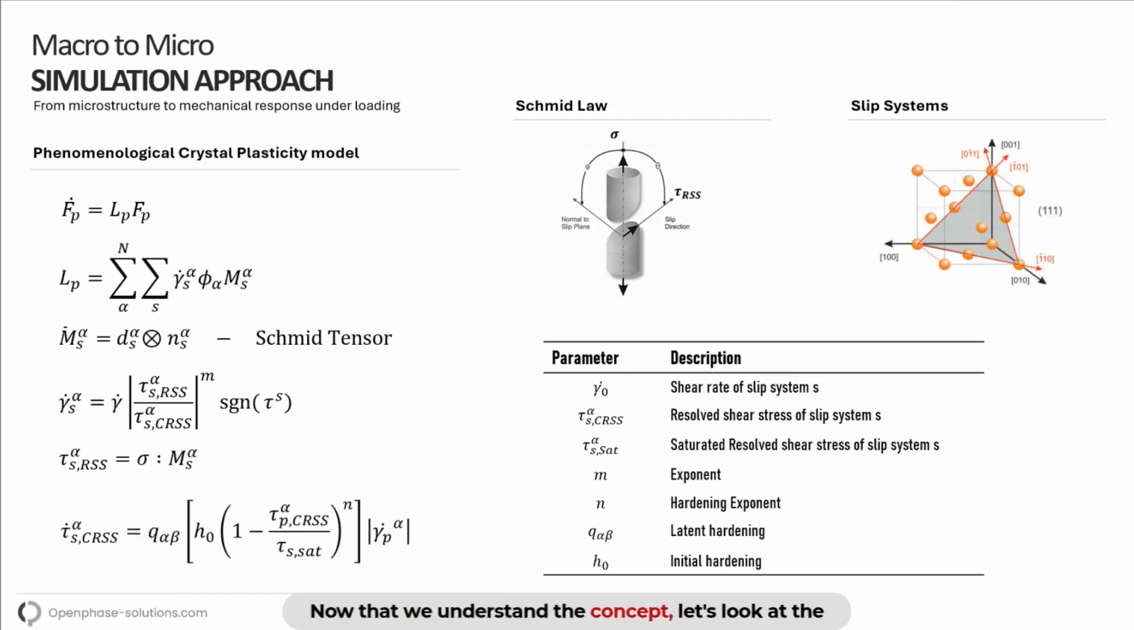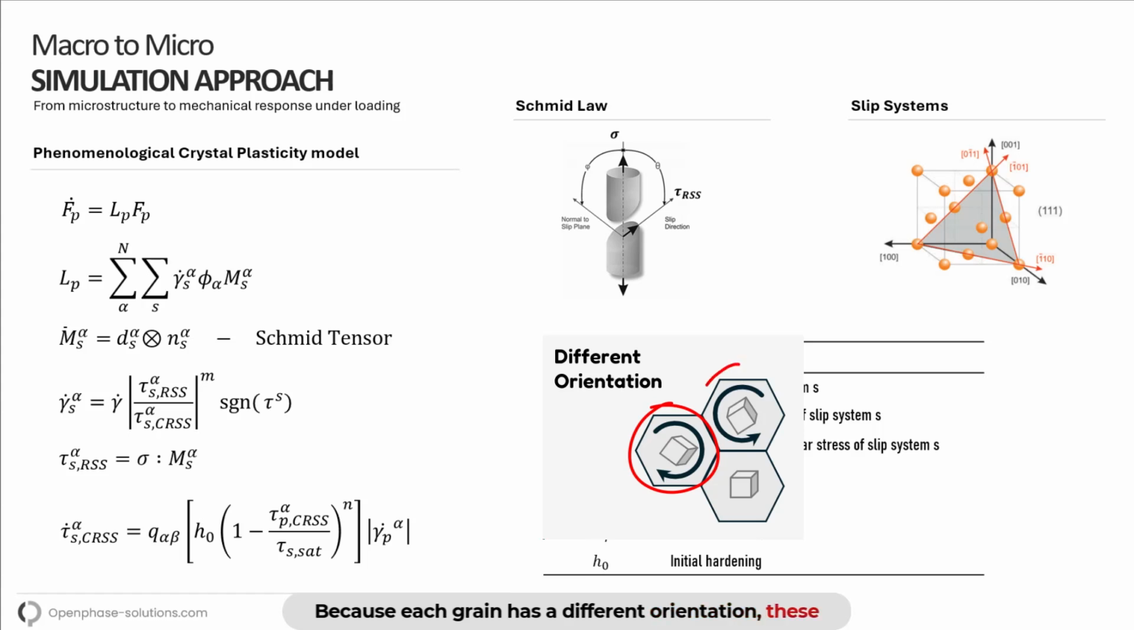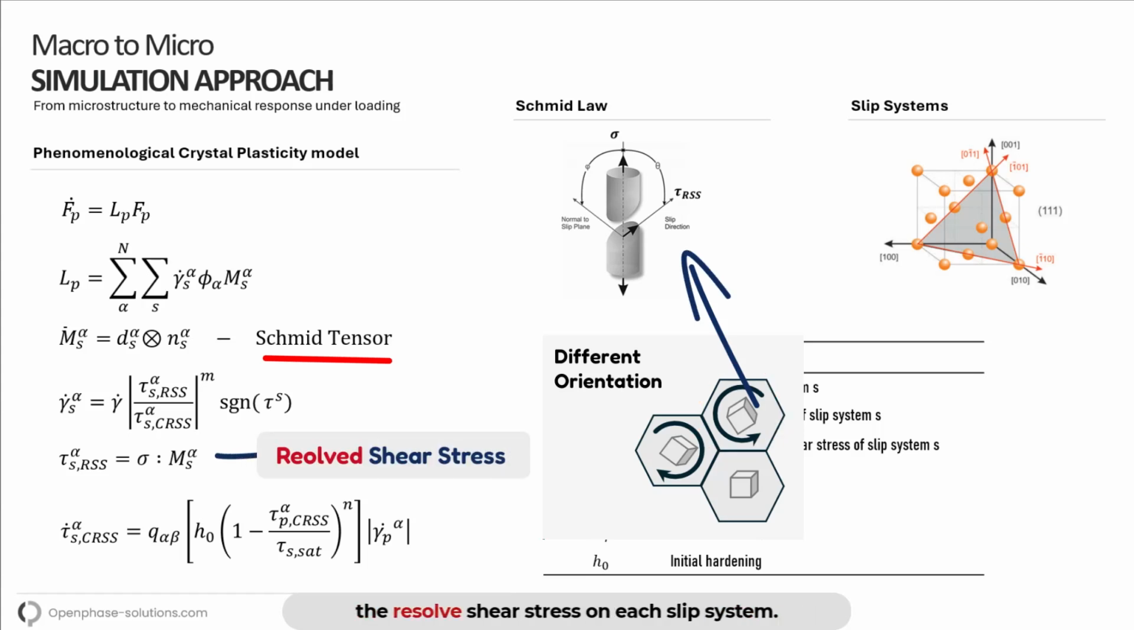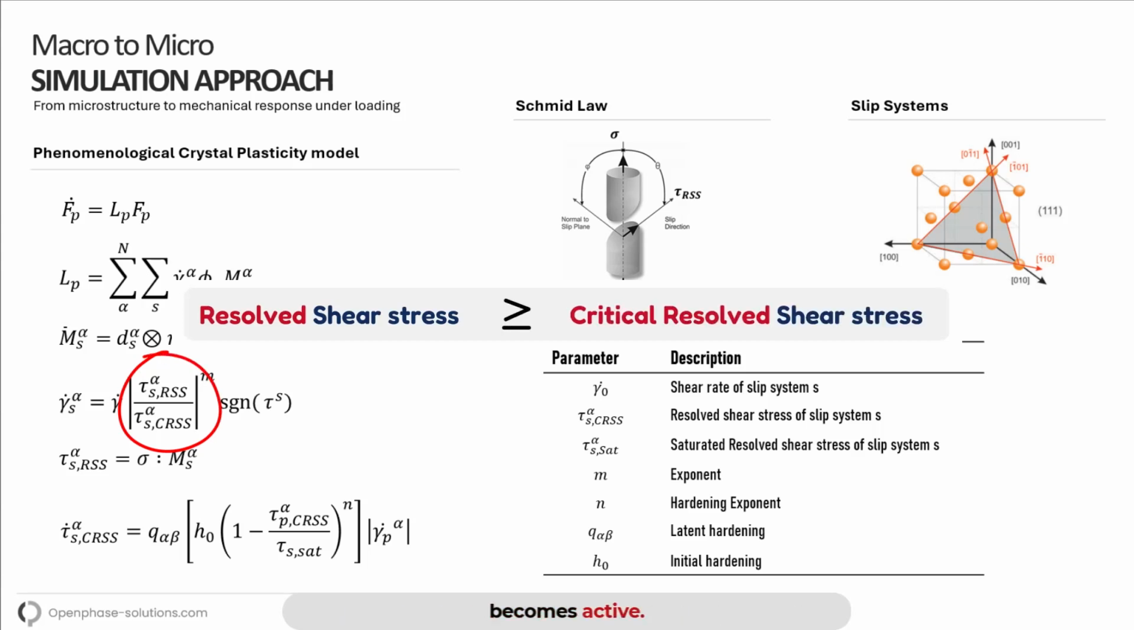Now that we understand the concept, let's look at the model. We use crystal plasticity to describe deformation inside each grain. Plastic deformation occurs through slip on slip systems, defined by slip directions and slip planes. Because each grain has a different orientation, these systems respond differently to the applied load. Using Schmid's law, or the Schmid tensor, we calculate the resolved shear stress on each slip system. When the resolved shear stress reaches the critical value, called the critical resolved shear stress, the slip system becomes active.